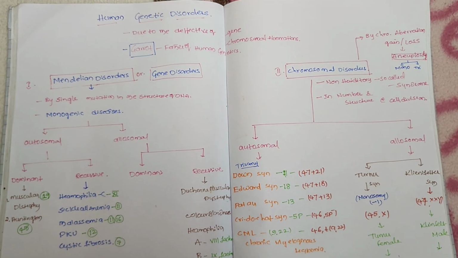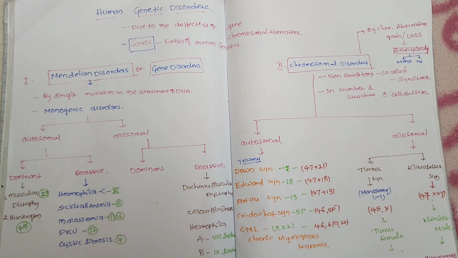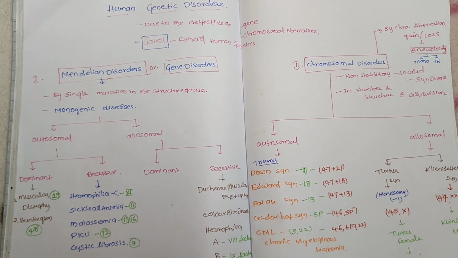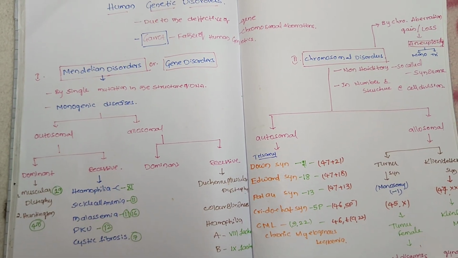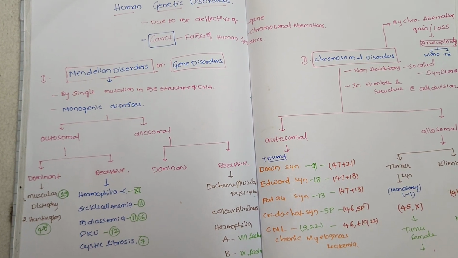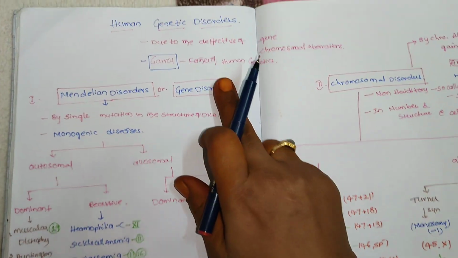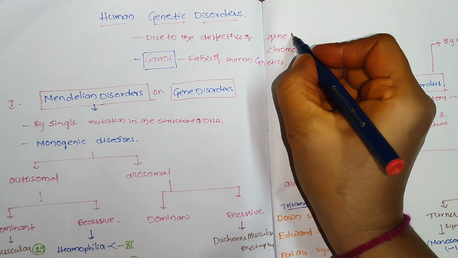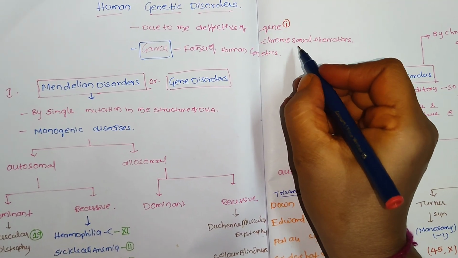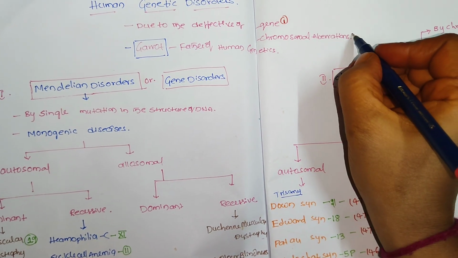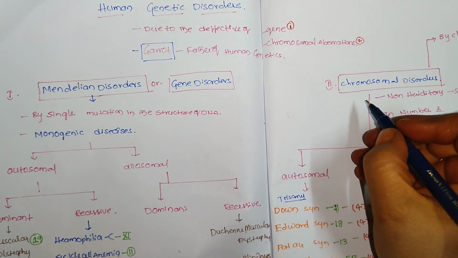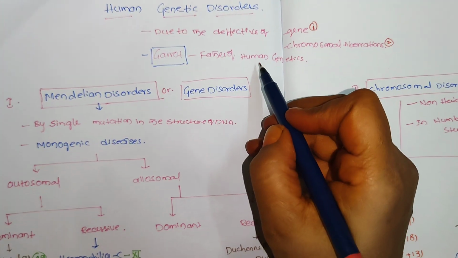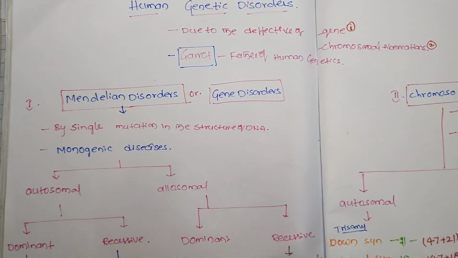It is in the second year zoology genetics chapter. Here we have different types of disorders based on mutations or chromosomal non-disjunction. Due to the deficiency or defect of a gene, that is one possibility. Then chromosomal aberrations or chromosomal non-disjunction can also cause disorders. The father of human genetics is Garrod.